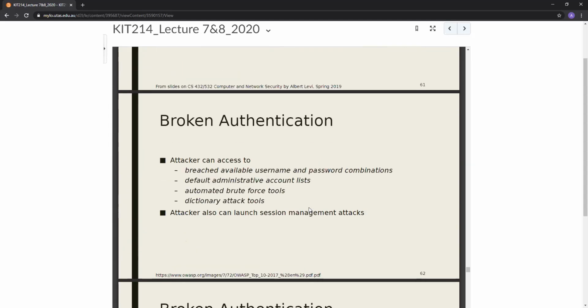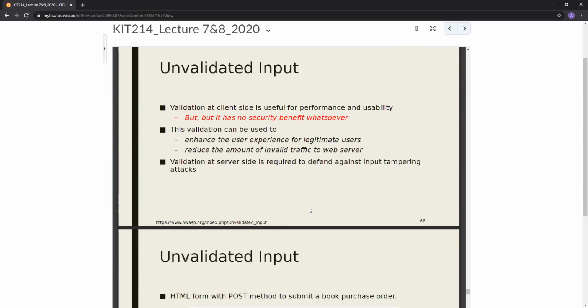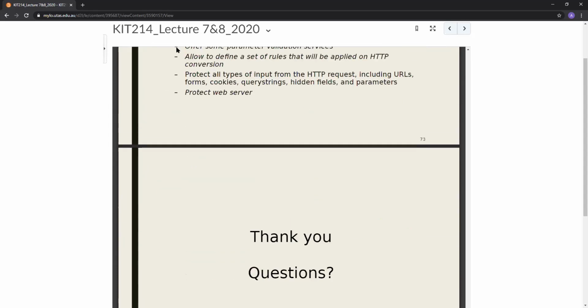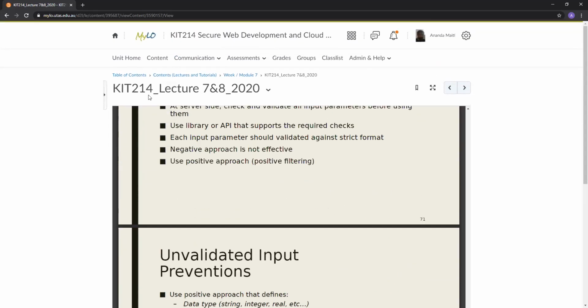Then how do you prevent it, prevention mechanisms, token authentication, and all those things. Once again, these are quite theoretical stuff.